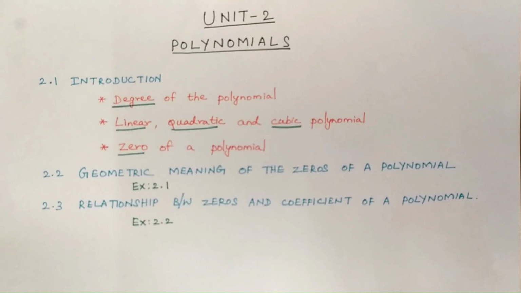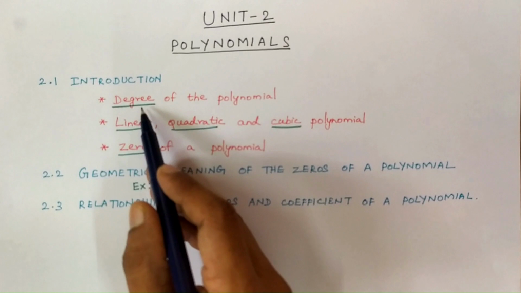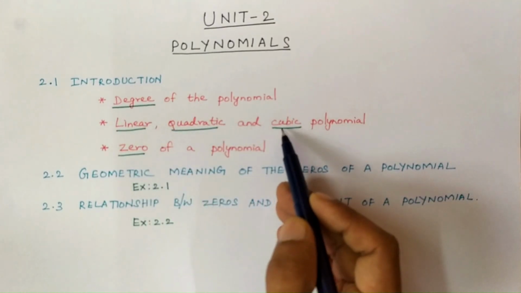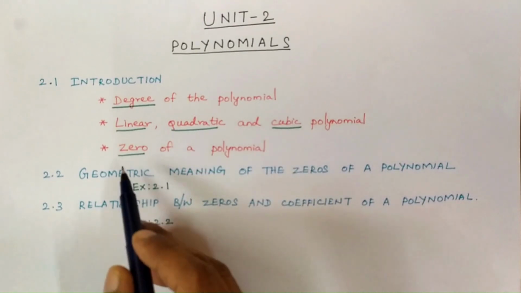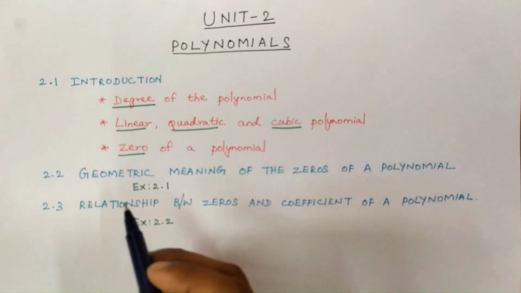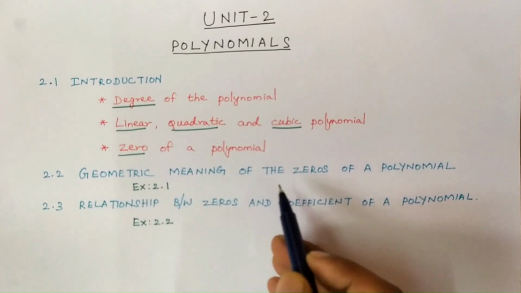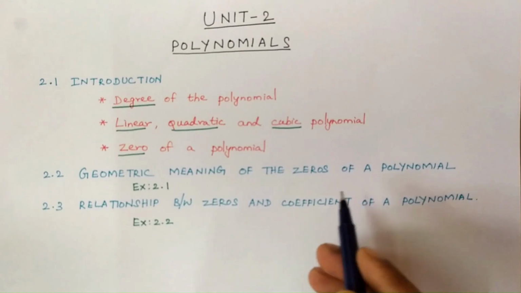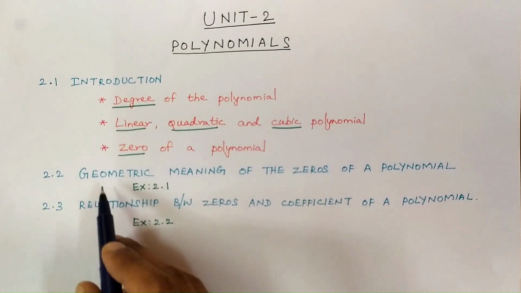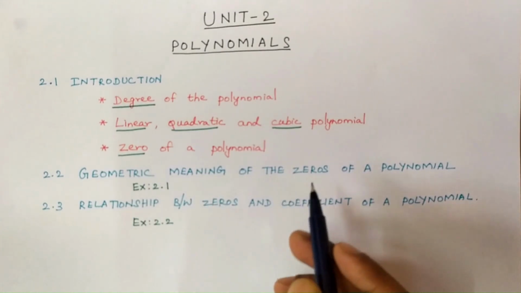Hi, in our previous video we have discussed what is meant by a degree of a polynomial, a linear, quadratic and cubic polynomial, and what is the meaning of a zero of a polynomial. In this lecture we will understand what is meant by the geometric meaning of the zero of a polynomial. In the last lecture we understood what is meant by a zero of a polynomial. Now we will try to understand the geometric meaning of the zeros of the polynomial.